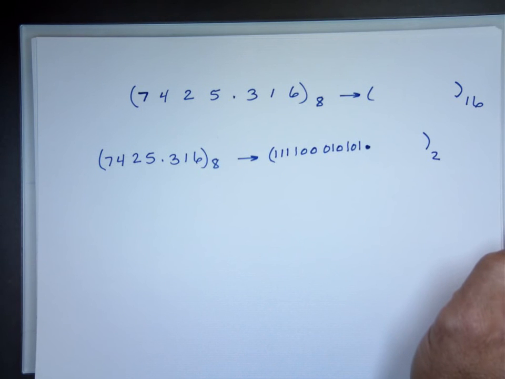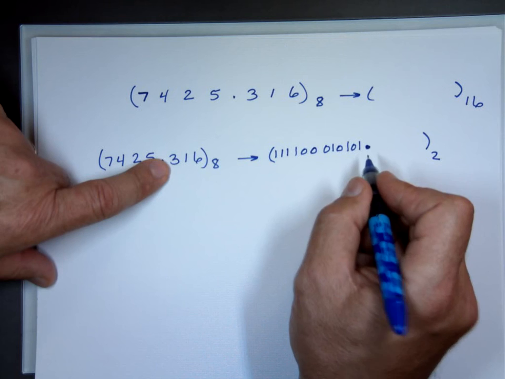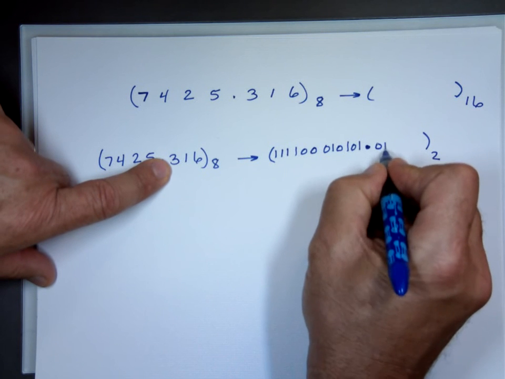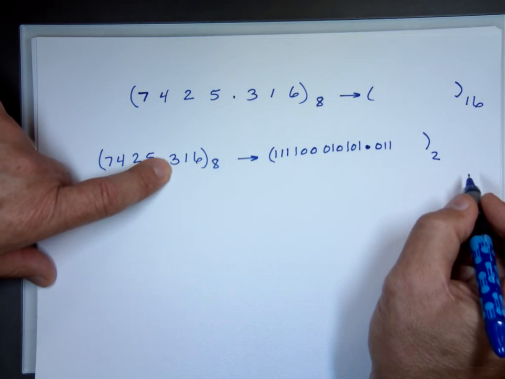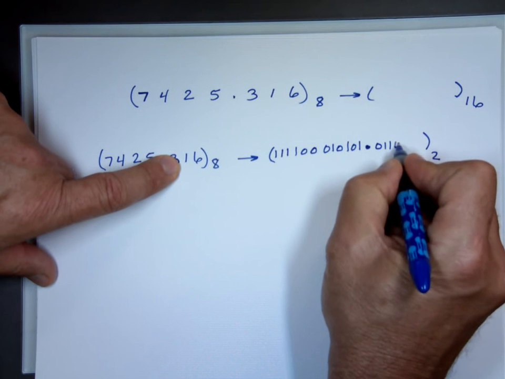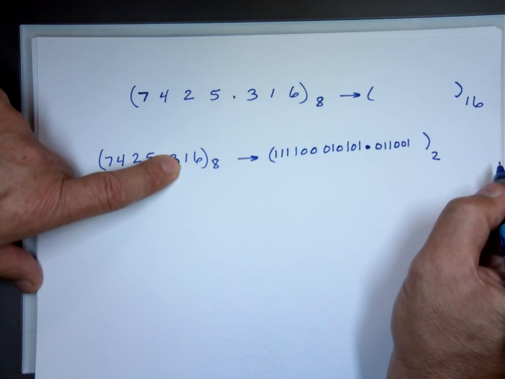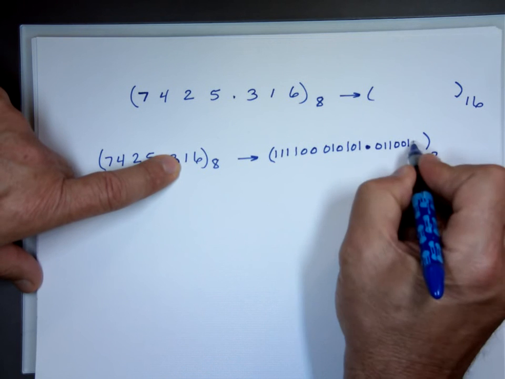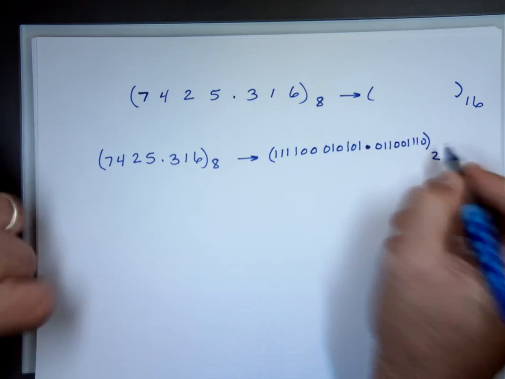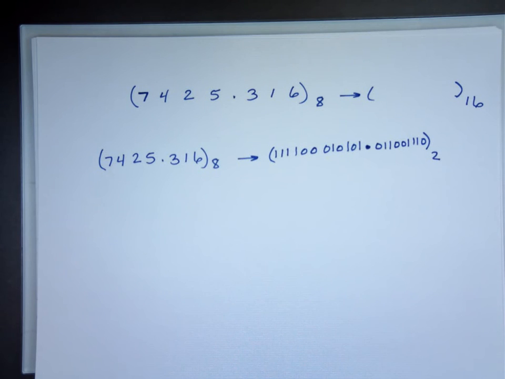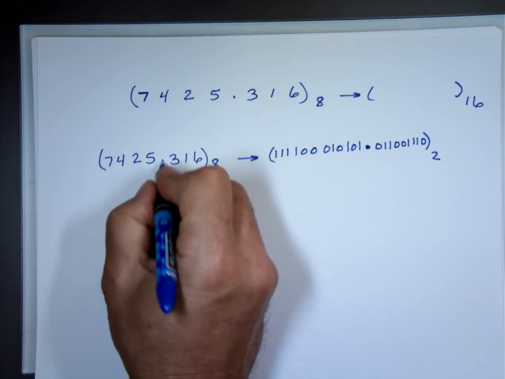1, 4, and 2. 3, 0, 1, 1. 1, 0, 0, 1. And 6 is what? Isn't that 4 and 2, 6? So 1, 1, 0. So I just went from base 8 to base 2.